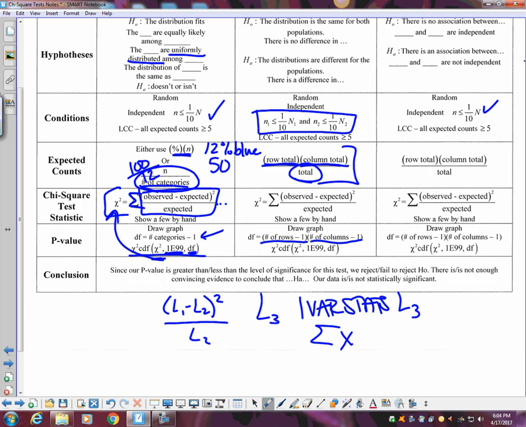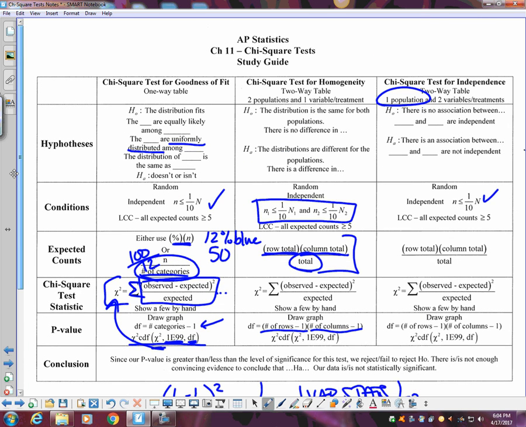And then since our p-value is greater than or less than the level of significance for this test, we either reject or fail to reject H sub 0. There is or is not enough information to conclude that whatever H sub A is, our data is or is not statistically significant. So pretty straightforward. Again, if I were you, I would focus on the when to use what. So that row right there, I think, and your hypotheses, I think. Everything else should be pretty robotic at this point.